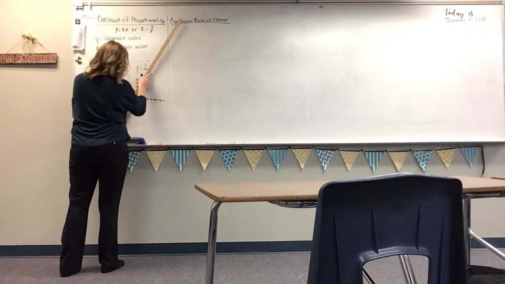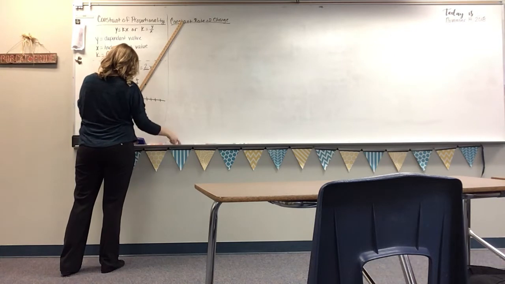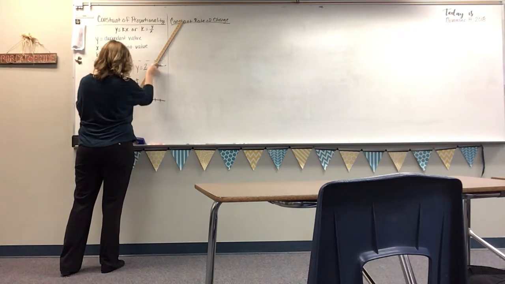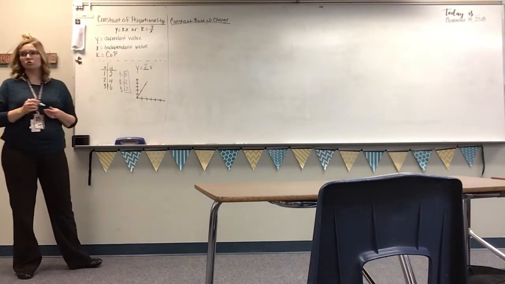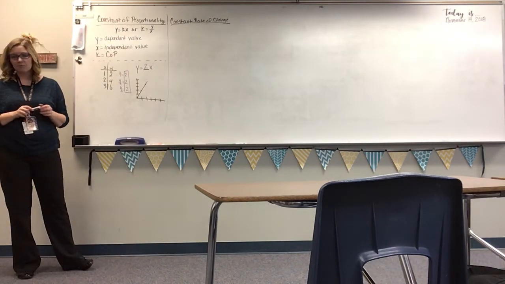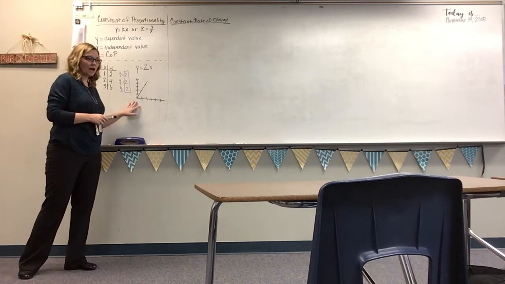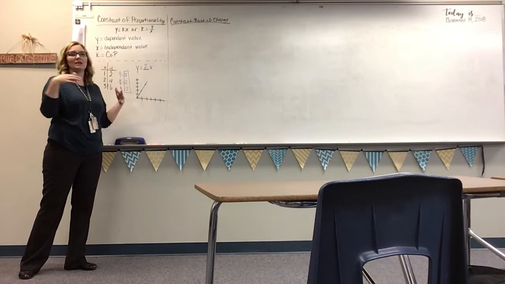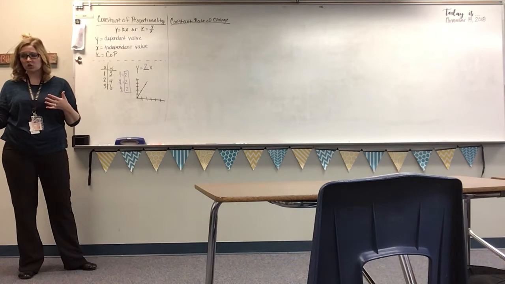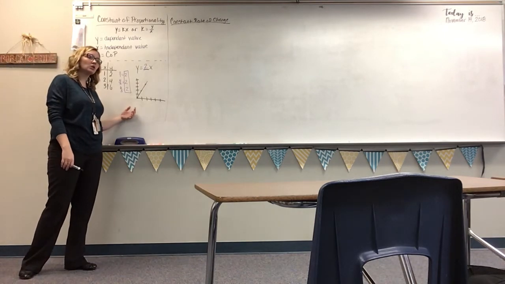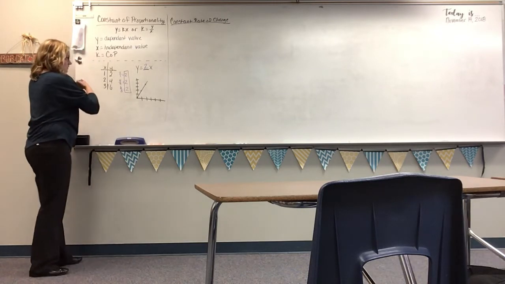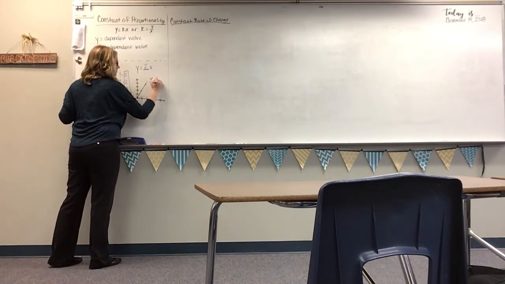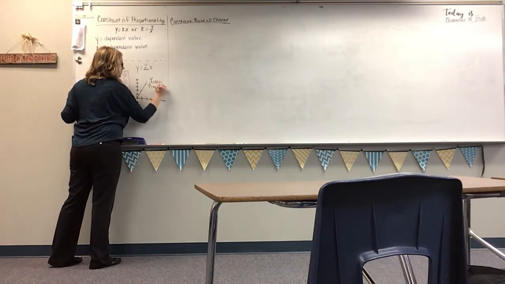So when I go to graph this, it's going to go like this, and it's going to give me a straight line that goes through the origin. Does that make sense? So if it is a straight line and if it goes through the origin, it is considered proportional. If it is a straight line, we can also call it linear. So it is linear and it is proportional.